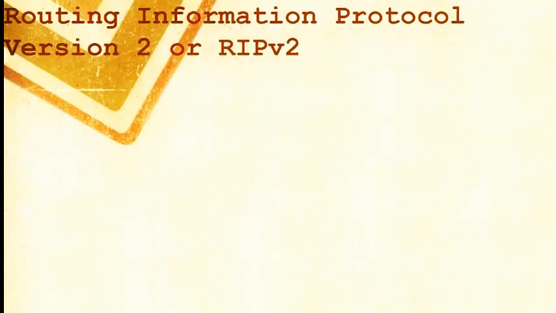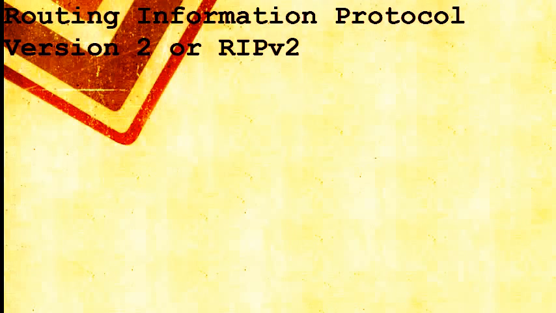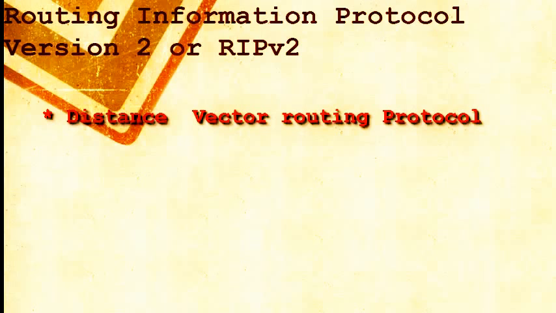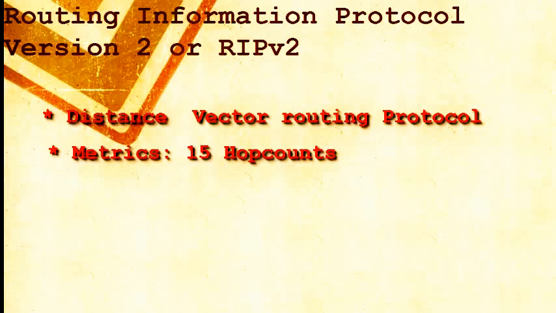Routing Information Protocol version 2, or RIP version 2. Both versions of RIP, which are RIP version 1 and RIP version 2, are distance vector routing protocols that use router hop counts as their metrics. They support a maximum hop count value of 15, and any router farther than 15 hops away is considered to be unreachable. The main enhancement of RIP version 2 over its ancestor is the fact that it sends the subnet mask with the updates.